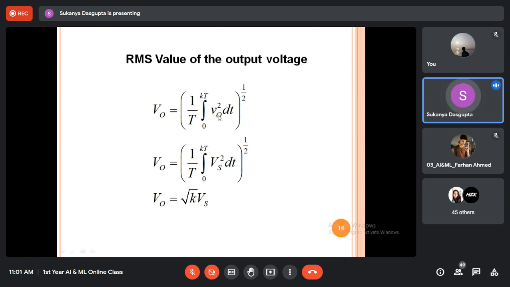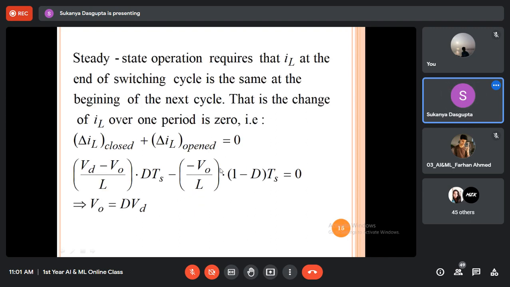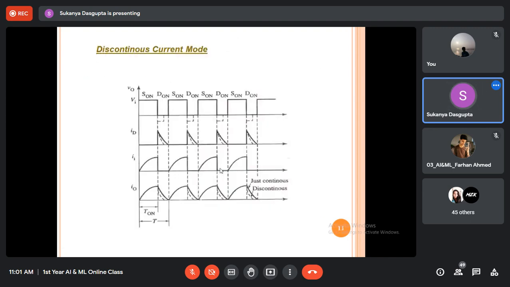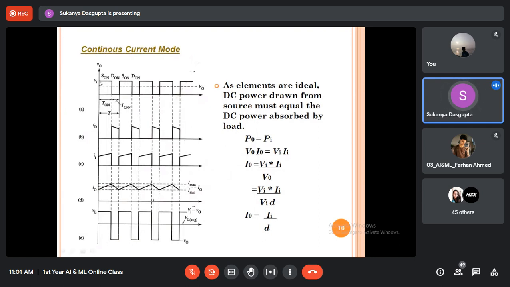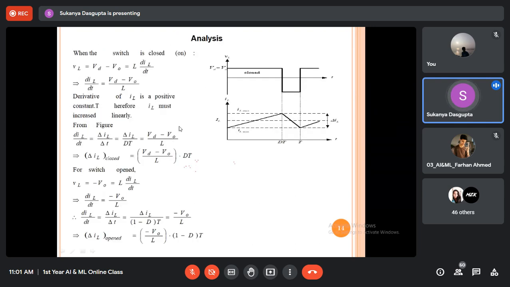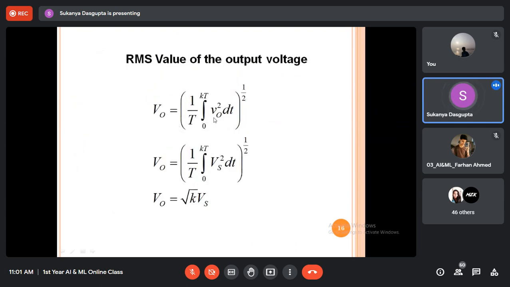Because the output voltage for the on-time period of the switch is just equal to Vs. We can calculate this from the graphical representations of DC-DC converter circuit, step down type. See? V0 is just equal to Vi for the on-time period of the switch. Okay, so here we'll put V0 equals to Vs in order to calculate RMS value of the output voltage. Is it clear to everyone?